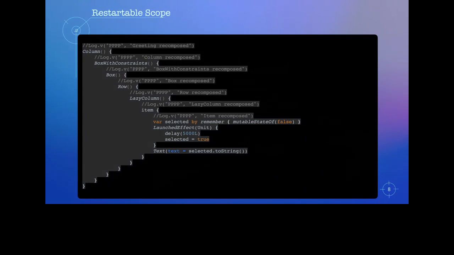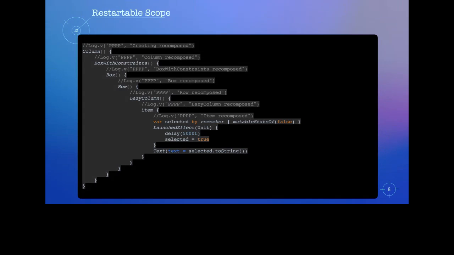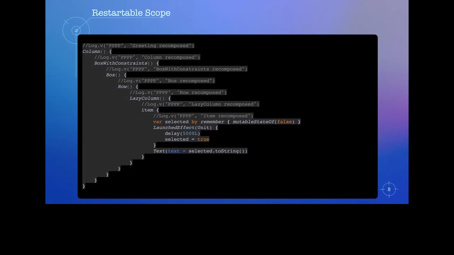Looking at this example that I'm already showing right here, I've already mentioned that Column, Row, and Box are not restartable. However, BoxWithConstraints is restartable, and a lazy list item is restartable. So when I run this code, there's nothing really to display on the UI except for that innermost Text composable. That depends on the variable selected, which is changed after 5 seconds by a LaunchedEffect. So when selected is changed, that invalidates the parameter passed to the Text composable and triggers the recomposition process.